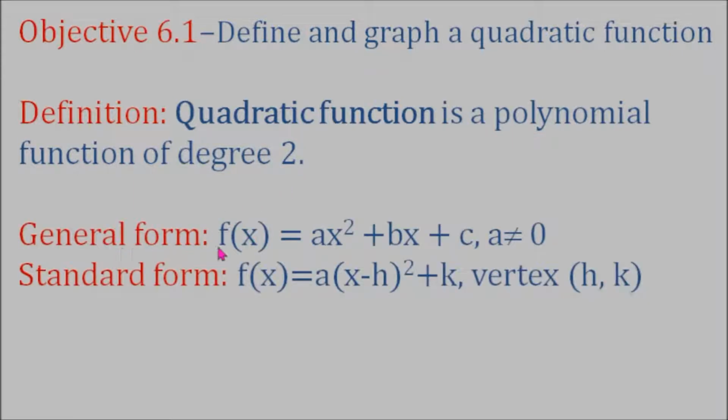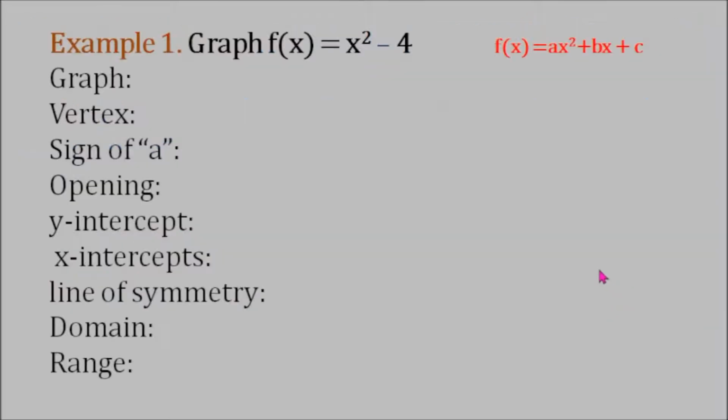This is the general form of the quadratic function: f of x equals ax squared plus bx plus c, where a is not equal to 0. Why is a not equal to 0? Because if a is 0, there will be no quadratic term. And this is the standard form of the quadratic function: f of x equals a times the quantity x minus h squared plus k, where (h, k) is the vertex.